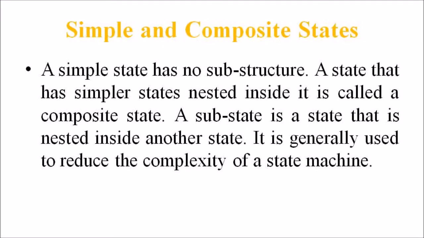A simple state has no substructure. A state that has simple states nested inside it is called a composite state. A substate is a state that is nested inside another state. It is generally used to reduce the complexity of a state machine. Substates can be nested to any number of levels. A composite state may have either sequential substates or concurrent substates.